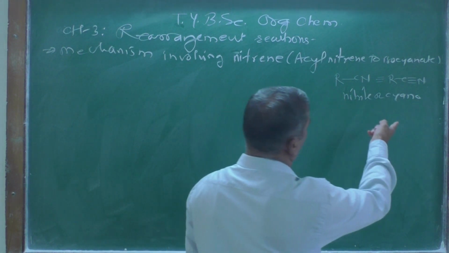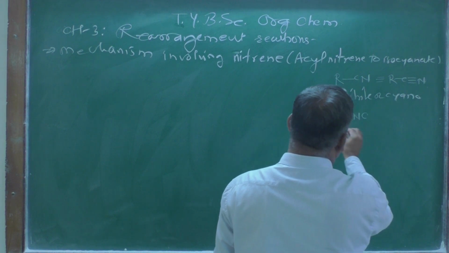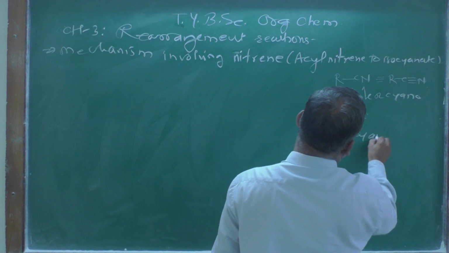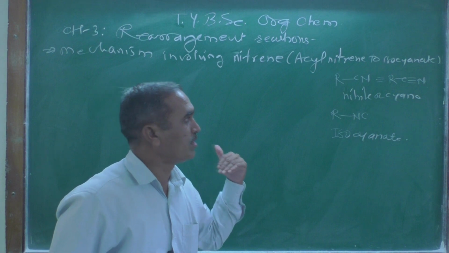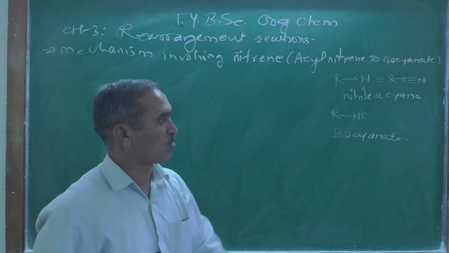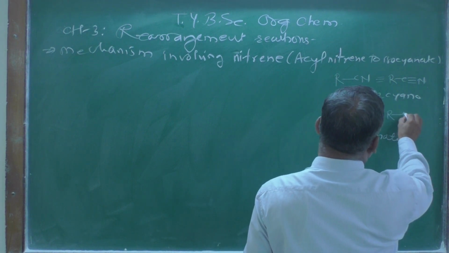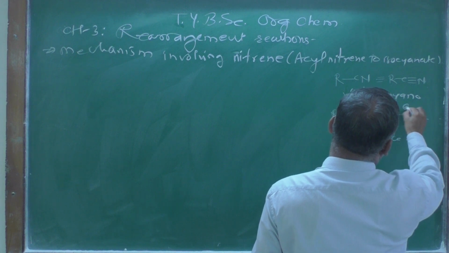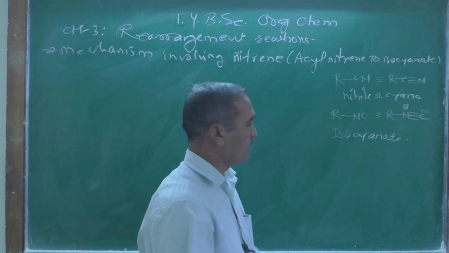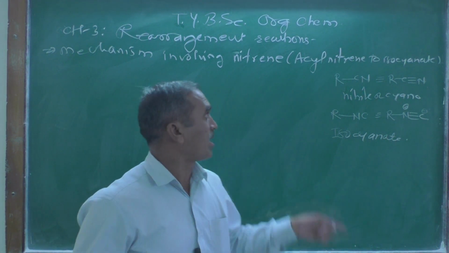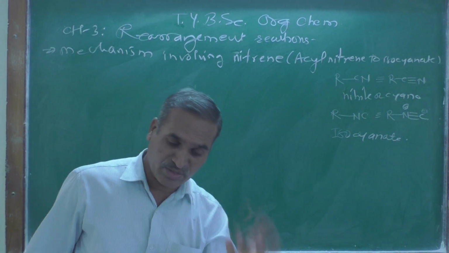But isocyanate means what? RNC is called an isocyanate. This is the general difference between the nitrile and the isocyanate. Here we generally represent R-N triple bond C, with a positive charge on the carbon and a negative charge on the nitrogen. That type of polarity you must remember, as per this nitrene species, and what actually nitrene is, we are going to learn.